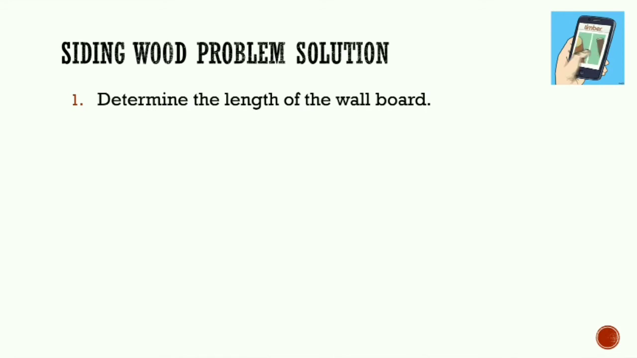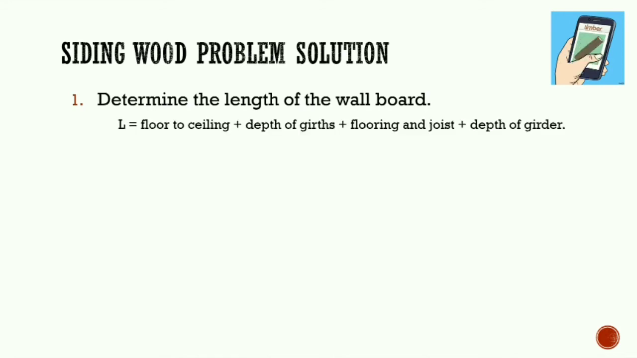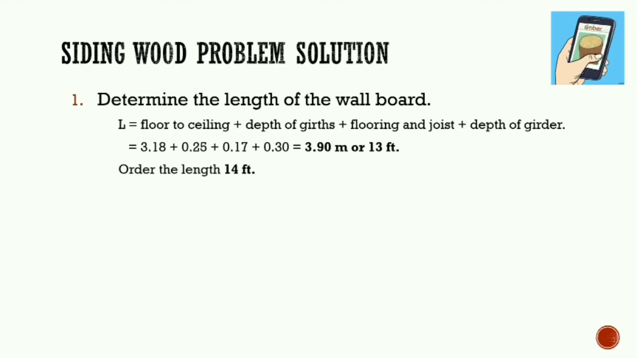So the solution goes like this. Determine the length of the wall board. The length would be adding the floor to ceiling, depth of girder, flooring and joist, depth of girder, which will then be equal to 3.9 meters or 13 feet. So you need to order the length of 14 feet.